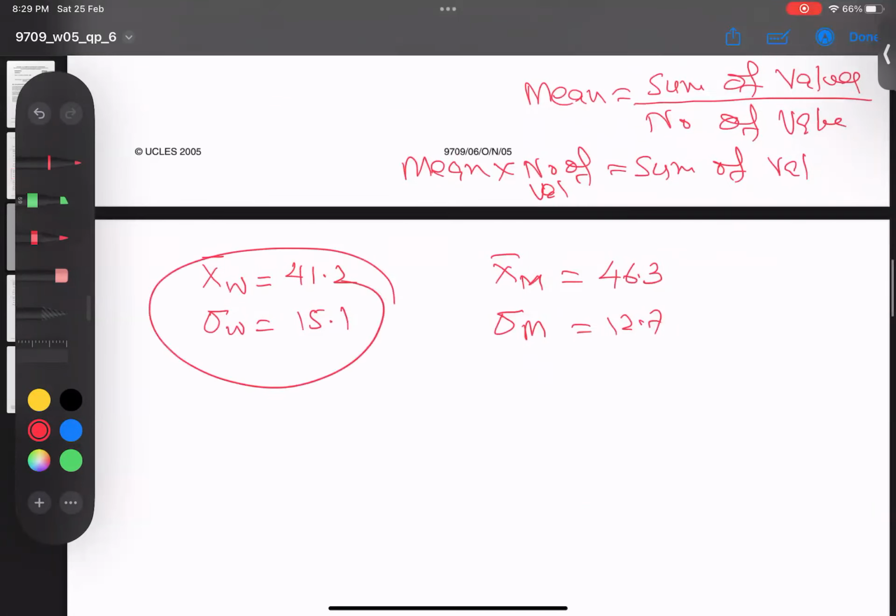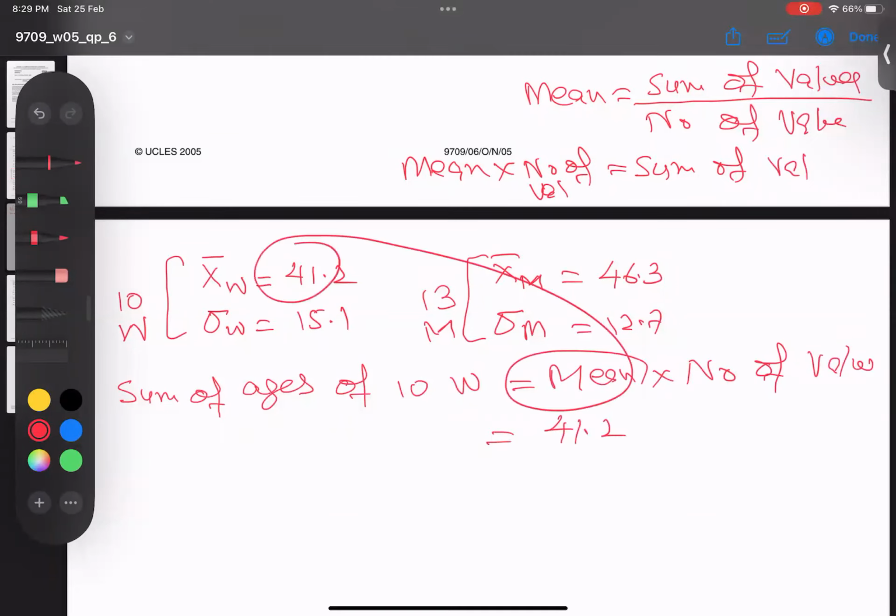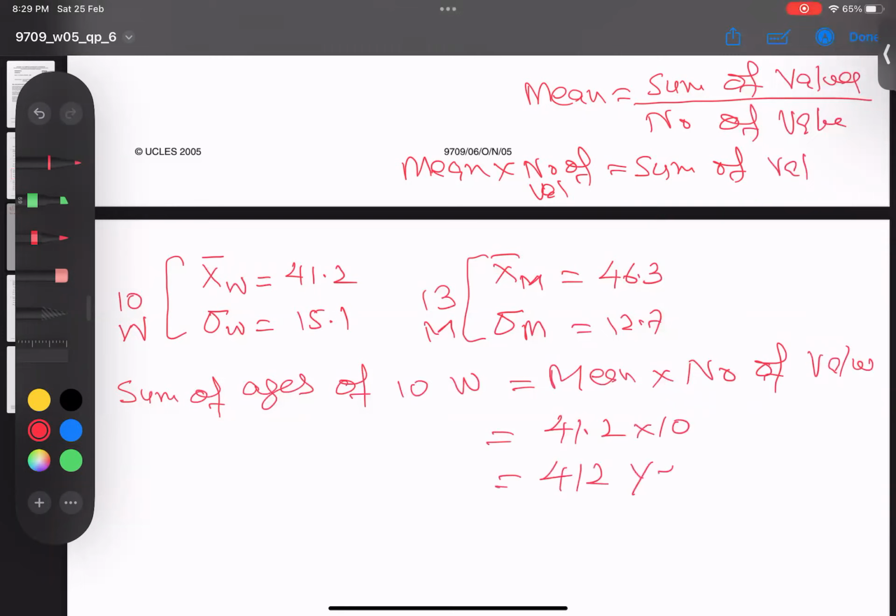The same rule I apply here. The sum of the ages of the 10 women, since there are 10 women and 13 men, is the mean times the number of values. The mean is 41.2 and the number of women is 10. So I got a total of 412 years.